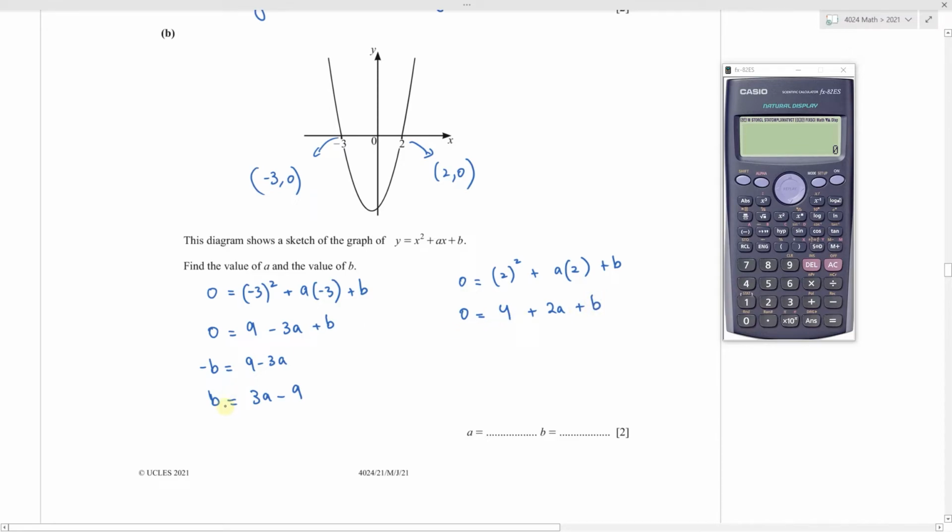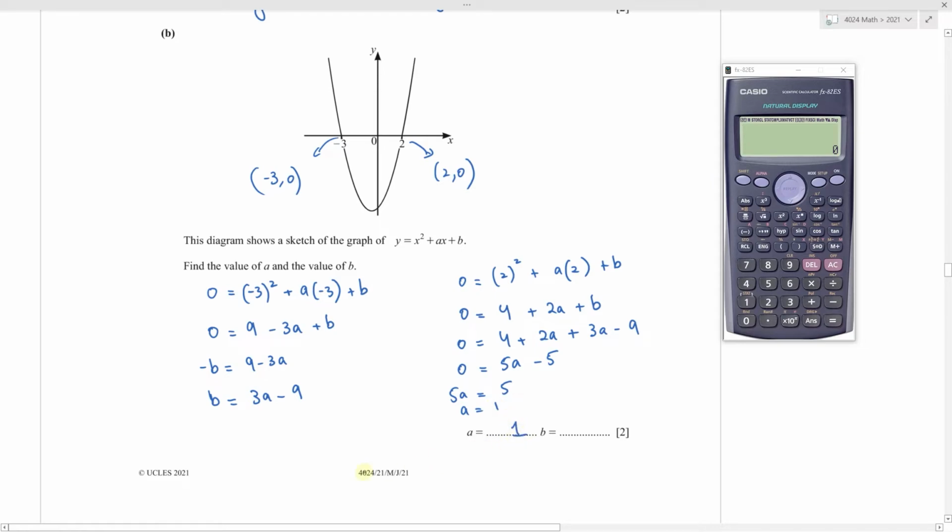And we can substitute b from this first equation, b equals 3a minus 9. I'm using the substitution method here to solve these two simultaneous equations. So 4 plus 2a plus 3a minus 9. 3a plus 2a will be 5a. Minus 9 plus 4 will be minus 5. I take this 5 to the other side, so this becomes 5a equals 5 and a equals 1.